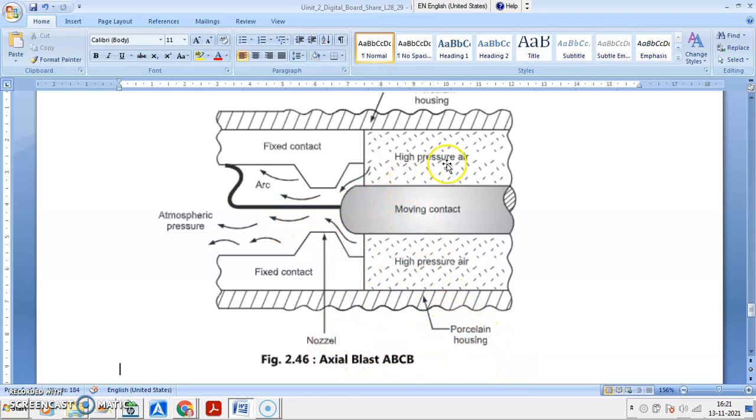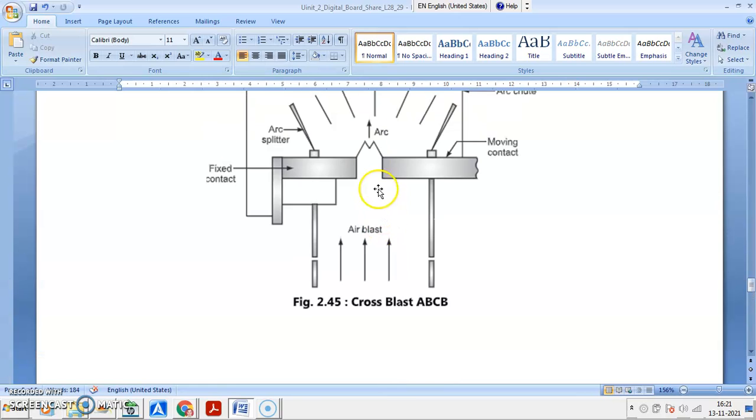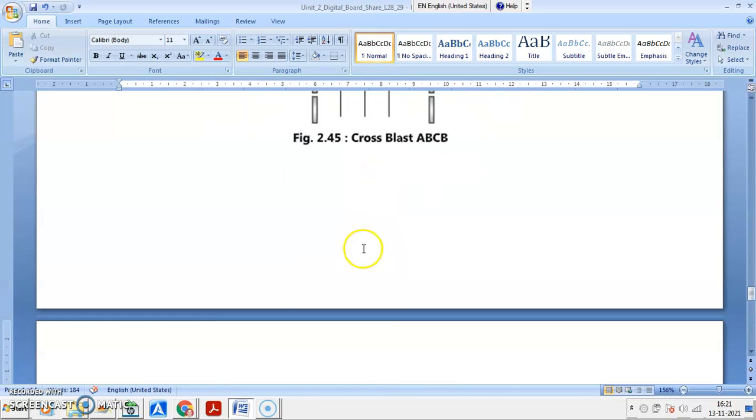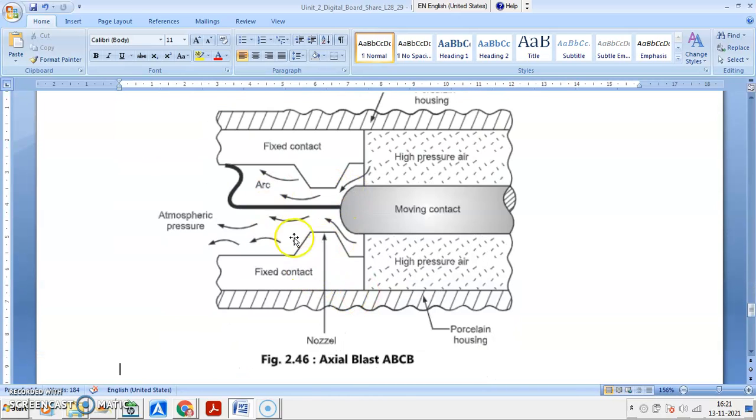Why is it called axial? Because the high pressure is applied along the arc, 0 degrees with the arc. The arc and the high pressure airflow are in the same direction. Here in cross it is at 90 degrees, so it is cross. Here it is in the same direction as the arc, so it is axial.